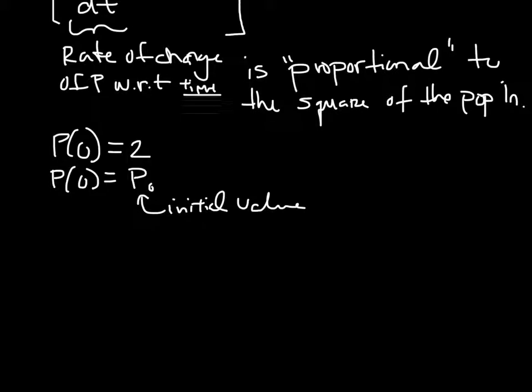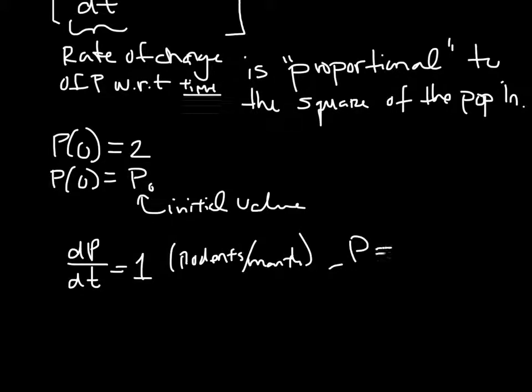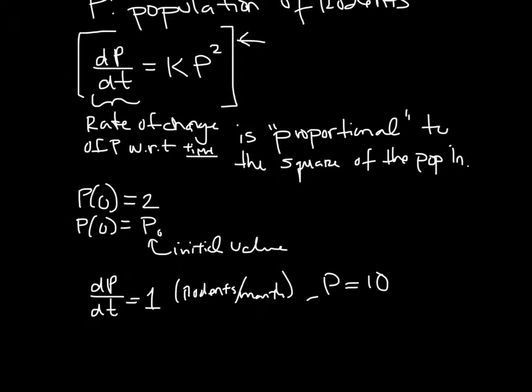We're also given that their number is increasing at the rate of dP/dt. So dP/dt equals 1, which is 1 rodent per month, where we're at 10, when there are 10 rodents. So we have a lot of given information here. We have this differential equation, we also have this initial condition, and we have a rate. That's all the given information.